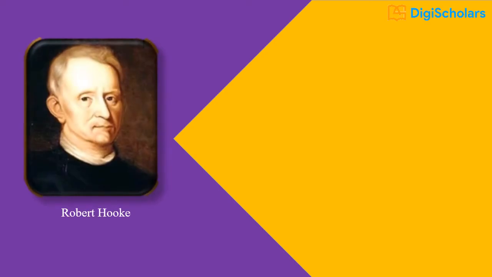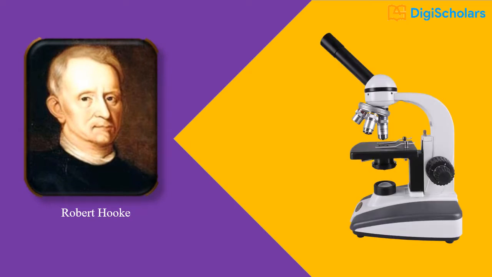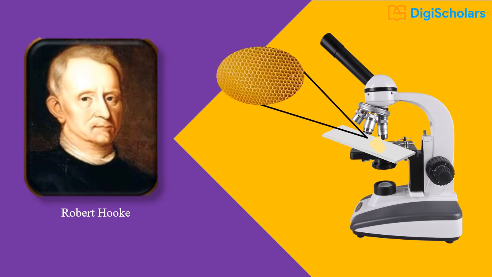Robert Hooke. Robert Hooke was an English naturalist. He designed a microscope and examined a thin section of a piece of dried cork under it. He saw honeycomb-like structures in it. He called them cells.